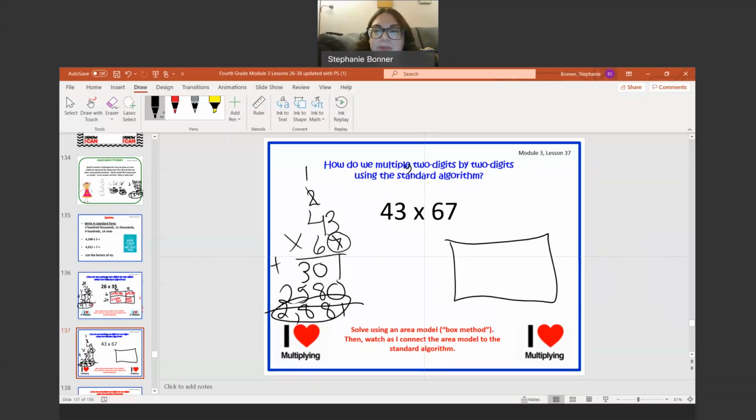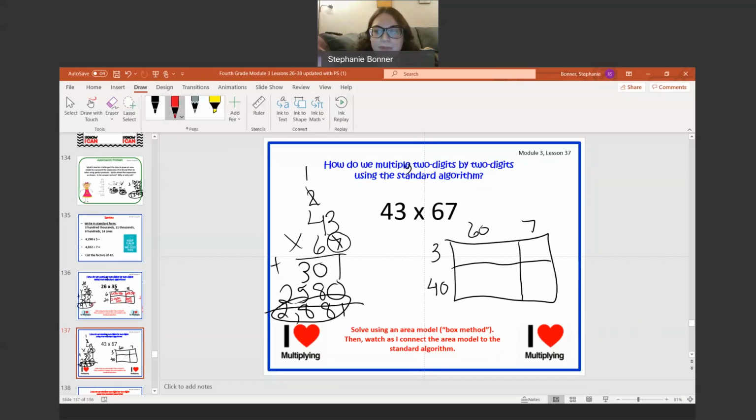Now, we're still going to make one of these box method partial product rectangles. So just like our 2 partial product, we start with 2 segments, and then we go to our 4 segments. So go ahead and label your rectangle. We have 43 on one side and 67 on the other. So I know that we're going to have 43 and 67.